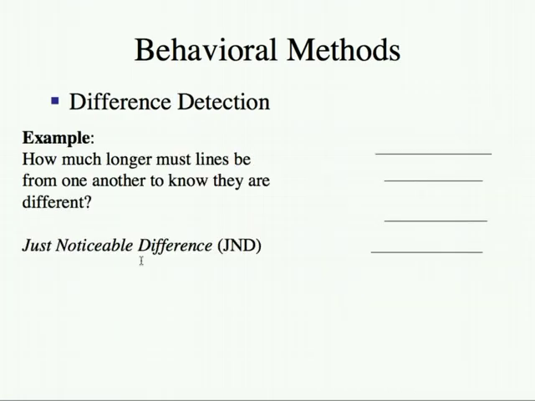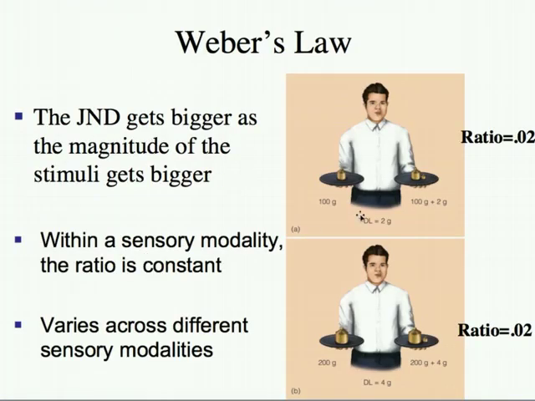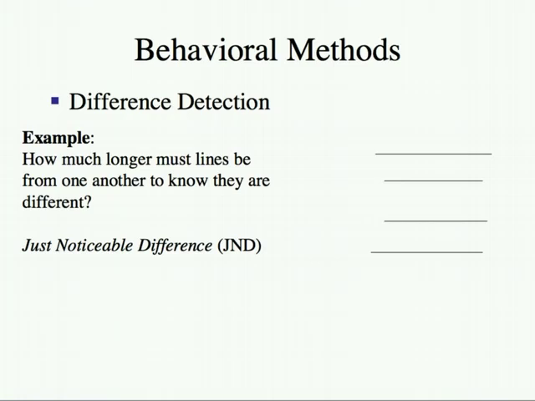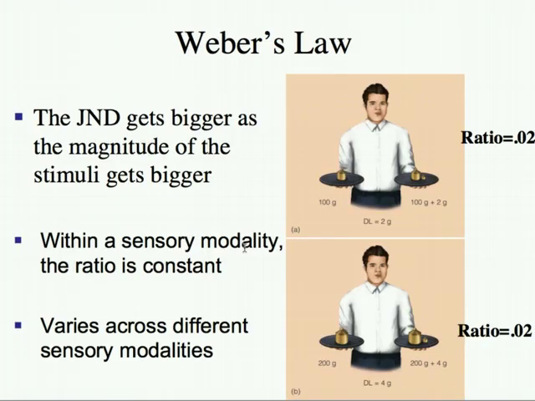Difference detection is similar. In this case, it's not the presence of a stimulus, but the difference in magnitude of certain stimuli. So, for example, how much different do two lines need to be in order to be able to detect that they're different. And this is something that's called a just noticeable difference, or JND, which we can measure for any given type of stimulus or type of sensory modality. We mentioned a specific finding in relation to the just noticeable difference, which is Weber's law, which says that the just noticeable difference gets bigger as the magnitude of the stimuli gets bigger.